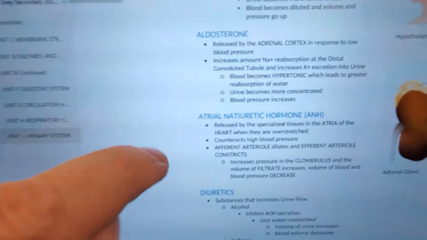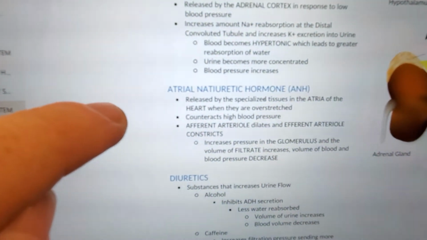Okay, and then you'll notice that these are all increasing blood pressure. You have two hormones to increase blood pressure because blood pressure is really important, because you need blood pressure to get oxygen into your brain. So if your blood pressure drops, your body is ready to get that blood pressure back up. There are not a lot of hormones to lower blood pressure, except this one, atrial natriuretic hormone, ANH.